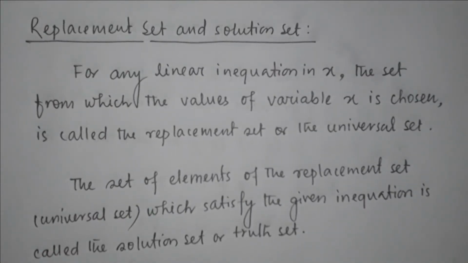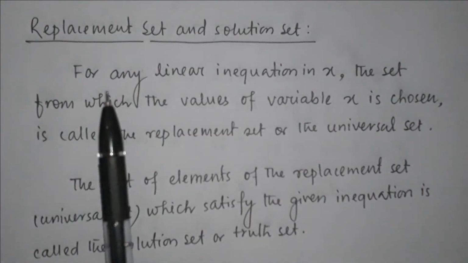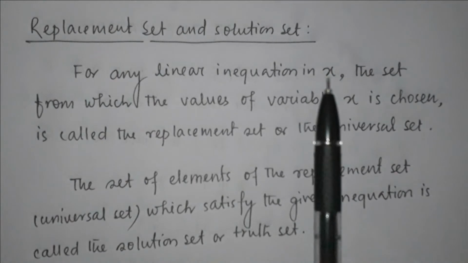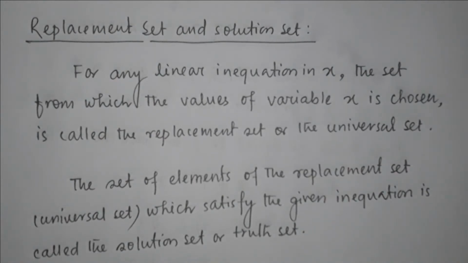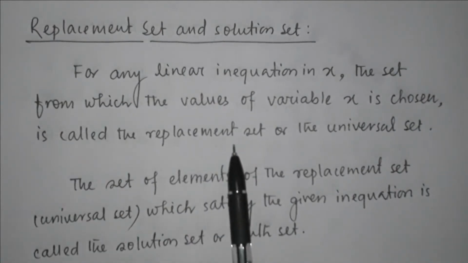Before we solve, let us understand what is replacement set and solution set. Replacement set means for any linear inequation in x, the set from which the values of the variable x are chosen is called the replacement set or the universal set. Every time a set is given to you, whether it might be the set of natural numbers, the set of integers, or the set of real numbers. So your answer belongs to that set. So that set is called a replacement set.